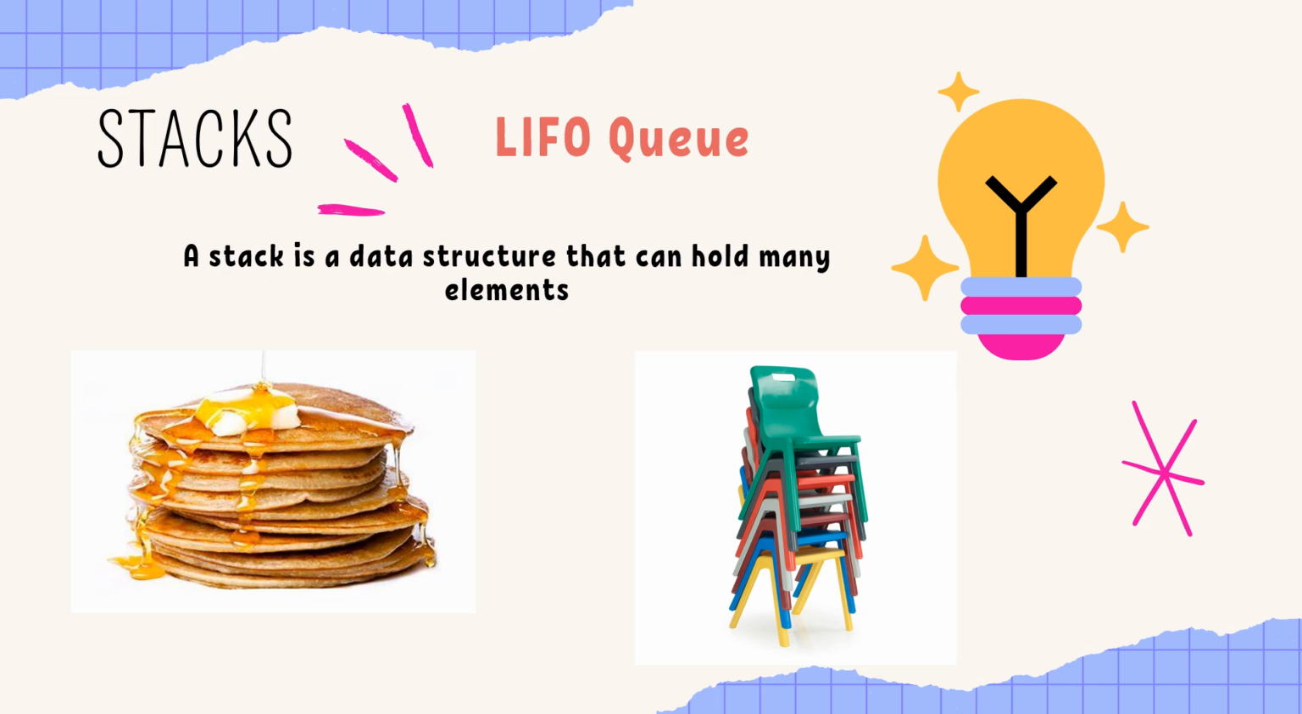A stack is one example of a dynamic data structure. A stack is a data structure that can hold many elements. Here I have included two examples of stacks. Let's get started learning what stacks are and how to implement them. These stacks are also known as LIFO queues, which means last in, first out queues. Let's learn what a LIFO queue is.